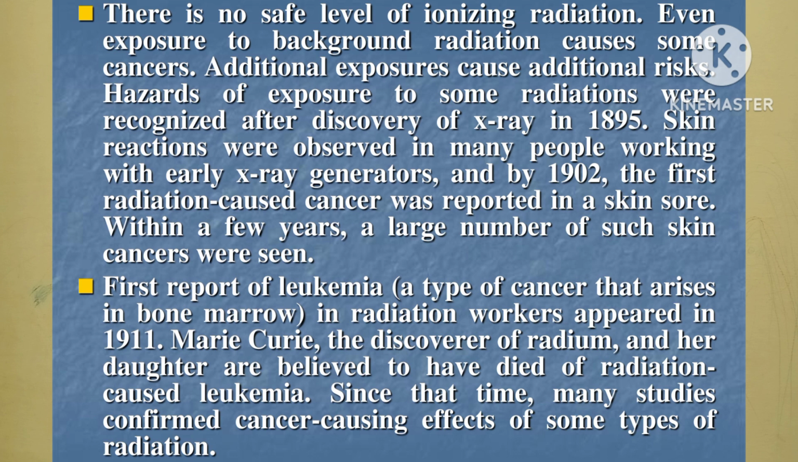Hazards of exposure to some radiations were recognized after discovery of X-ray in 1895. Skin reactions were observed in many people working with early X-ray generators, and by 1902, the first radiation caused cancer was reported in a skin sore. Within a few years, a large number of such skin cancers were seen. The first report of leukemia, a type of cancer that arises in bone marrow, in radiation workers appeared in 1911. Marie Curie, the discoverer of radium, and her daughter are believed to have died of radiation caused leukemia. Since that time, many studies confirm cancer causing effects of some types of radiation.